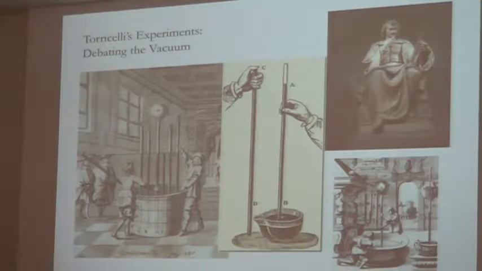Most importantly, people wondered, what is this space up here? What could be in it, right? If you filled the whole tube with mercury, you inserted it in a bath of mercury, there could be no air in the tube, or could there? And so this actually created this philosophical debate that tied into this issue of whether or not you could have a vacuum in nature.